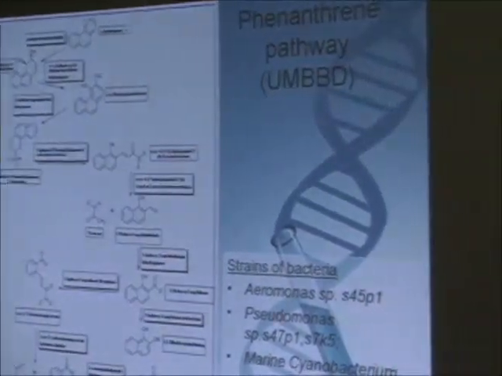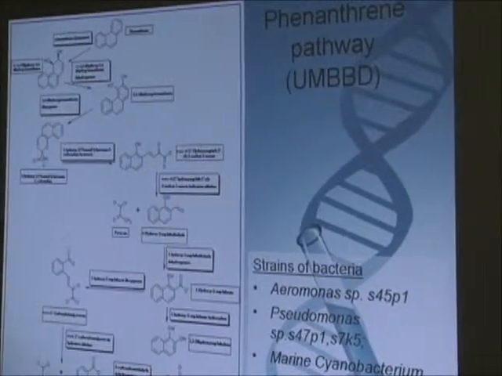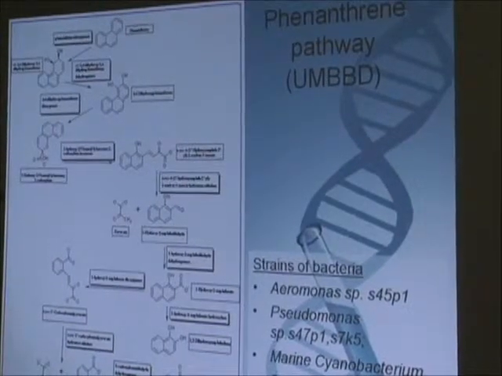Right, this is the phenanthrene, and likewise the same thing. It goes to the phthalate and the pyruvate pathways eventually, and their end products are. And this is kind of how it breaks down in the process. You guys might understand chemistry a little better than I do. Alright? And again, we have at least five organisms here that are associated with initiating and completing this entire pathway.